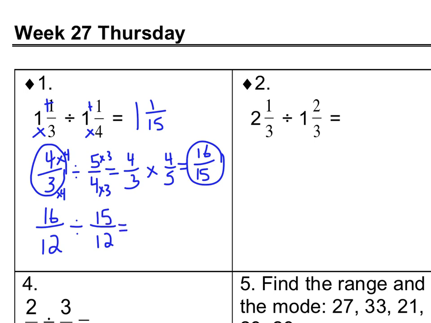And now, since the denominators are the same, I can ignore them, and I'm just doing 16 divided by 15, right? And 16 divided by 15 would just be 16 over 15, or 16/15. Simplified would be 1 and 1/15.